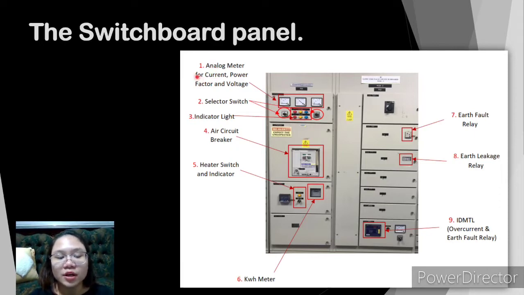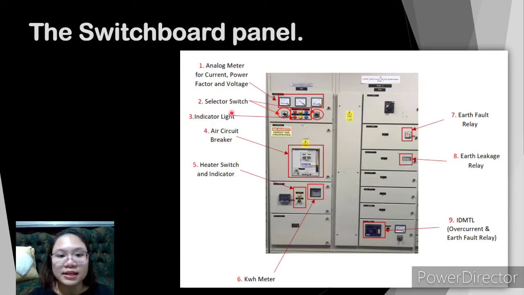Okay, first we have analog meter for current, power factor and voltage. This is the analog meter for current, which function to measure current flow in amperes. Then this is the analog meter for power factor, which measures the power factor of a transmission system. And then this is the voltage analog meter to measure voltage or voltage drop in a circuit in volt.